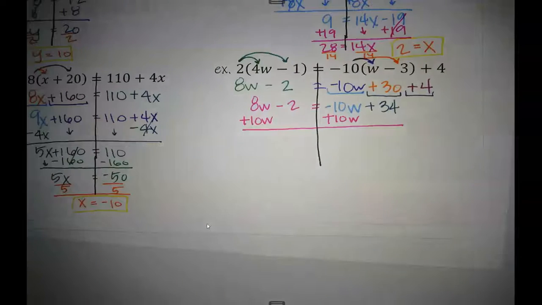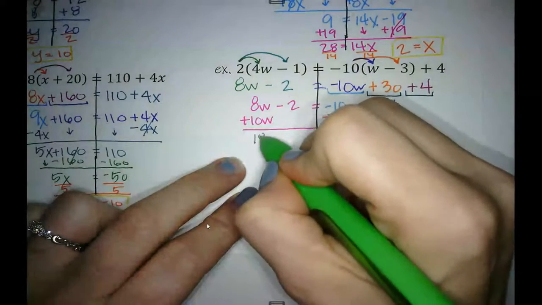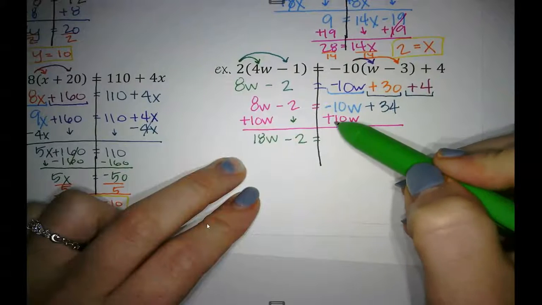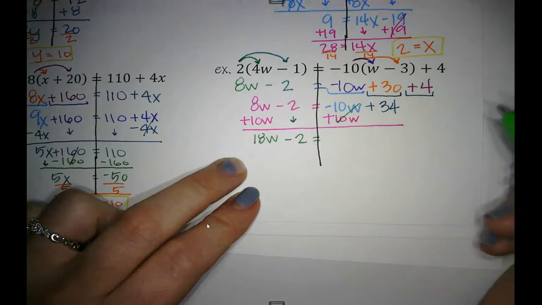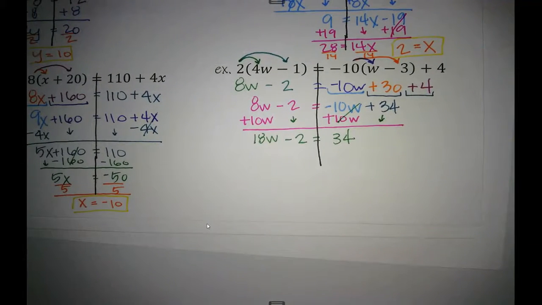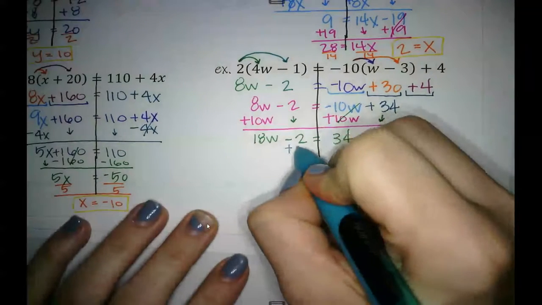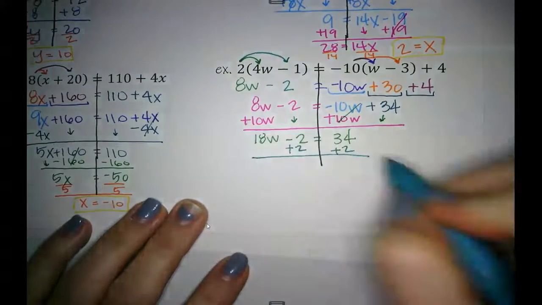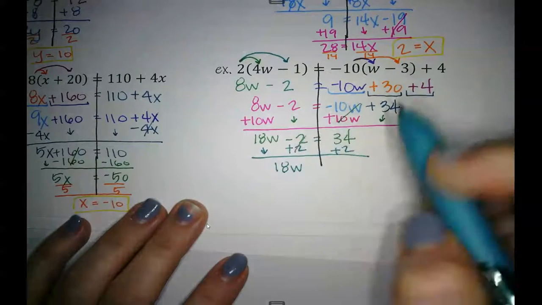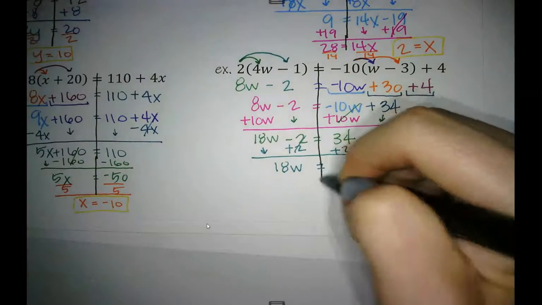So then I have, let me choose a different color, 8w plus 10w. That gives me 18w. We haven't done anything with that negative 2. Negative 10w plus 10w gets rid of those w's on that side, and that 34 comes down. All right, two-step equation. We need to handle the subtraction first. Add 2 to both sides. Opposite of subtraction is addition. We haven't touched this 18w yet. Negative 2 plus 2 goes away. 34 plus 2 gives me 36.